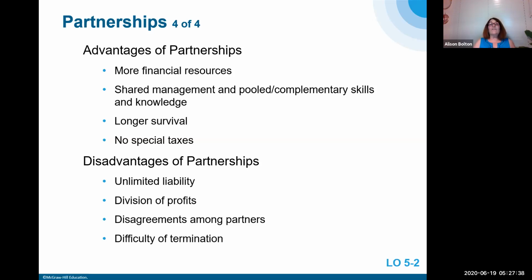In the end, we have longer survival. The business will last a lot longer. There are no special taxes still. We are still on 1040s and Schedule Cs, which is wonderful. We don't have to pay those corporate taxes. But then we have the disadvantages.